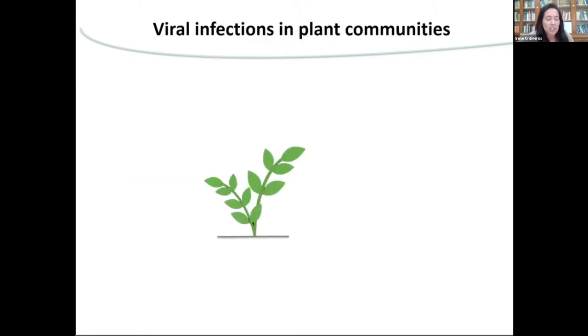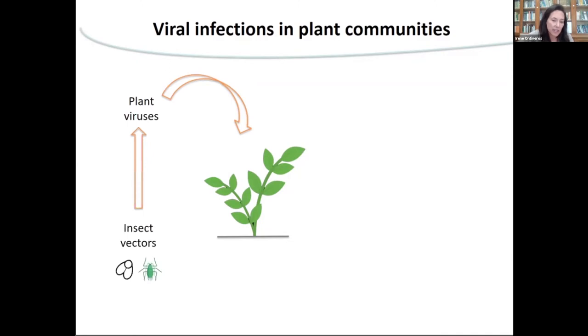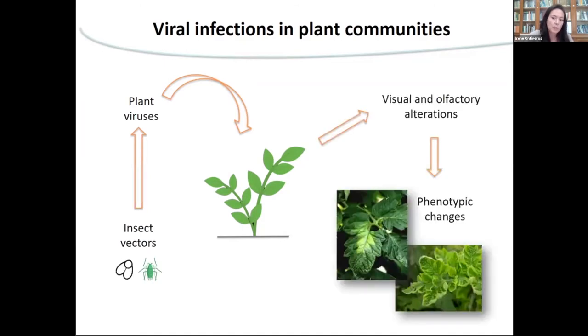Well, plants are constantly challenged by diverse kinds of pathogens such as plant viruses, which are widespread in both natural and agricultural plant communities. Most of these viruses require a vector to be transmitted from host to host. The most common ones are the phloem feeding insects, for example whiteflies or aphids, which are able to transmit a great number of these plant viruses.